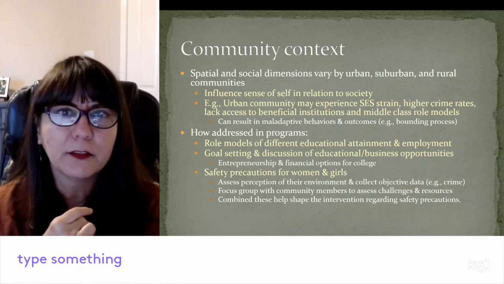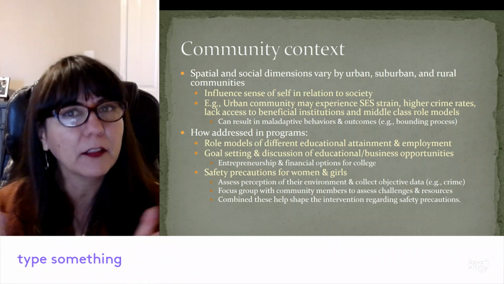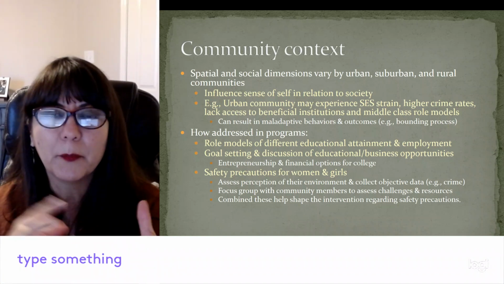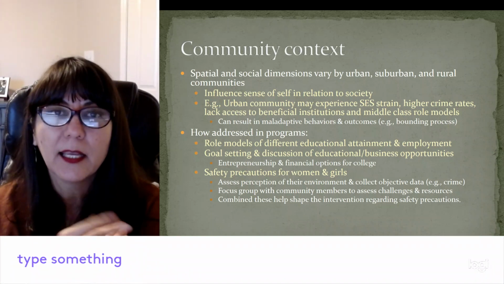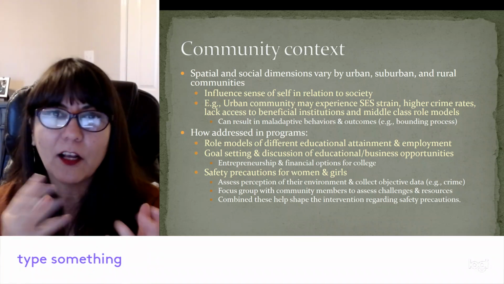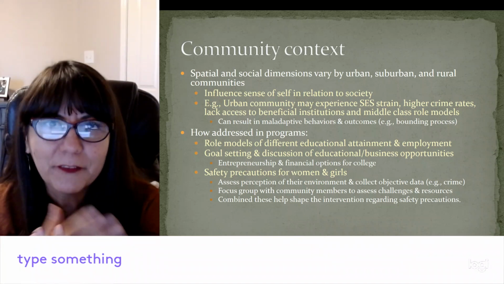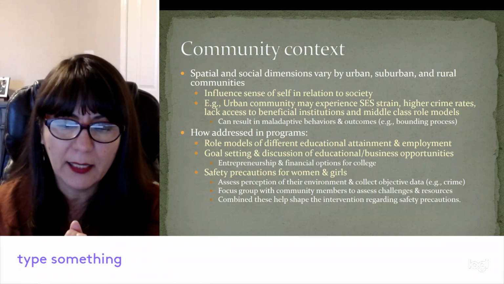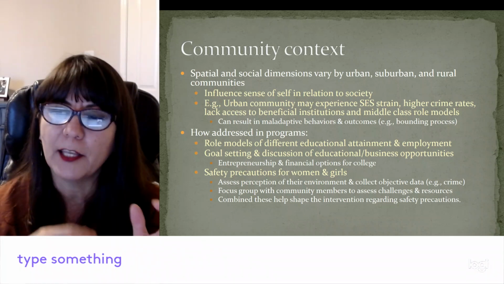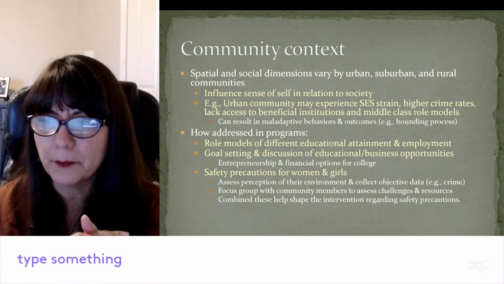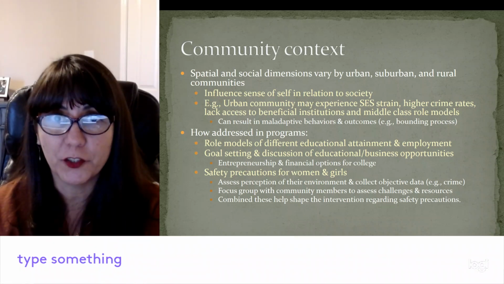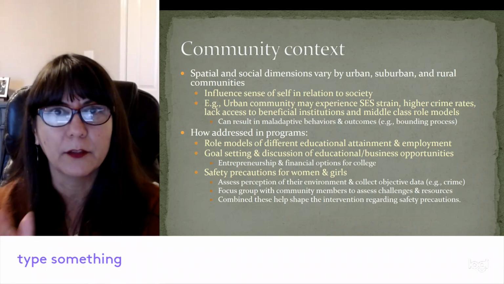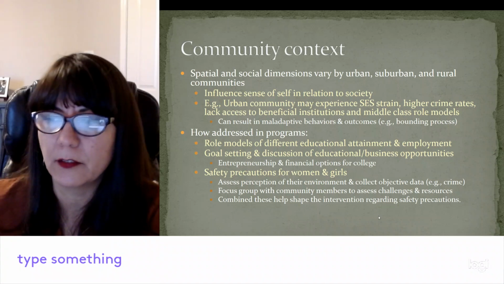So they asked the girls how they perceived, how safe they felt in their environment. They asked other stakeholders in their community about what the safety issues were in their community. And then they also took objective indicators of safety issues in the communities where the girls came from. And then took that information and tried to incorporate it in the program to shape the intervention as to how to help the girls stay safe within their current environments.